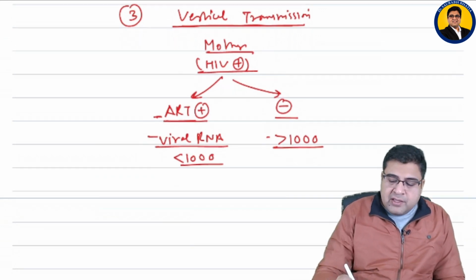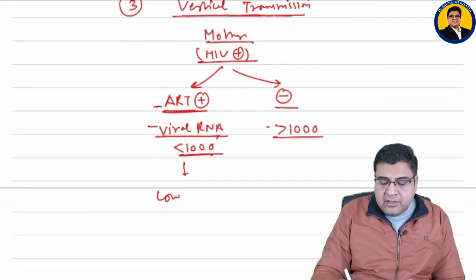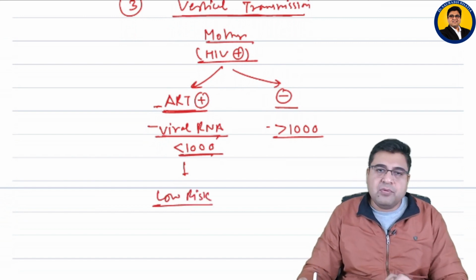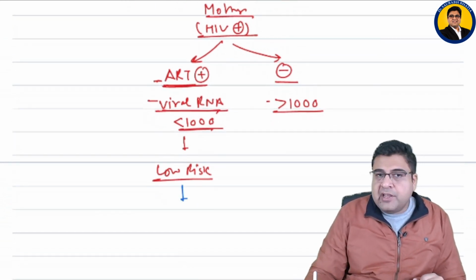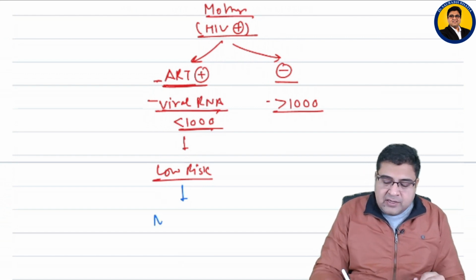If she is taking antiretroviral therapy and the viral load is low, the infection risk to the baby through the blood is very low. So the baby is at low risk of getting the infection. Immediately after birth, this baby requires only one medicine for 6 weeks, and that medicine is nevirapine.